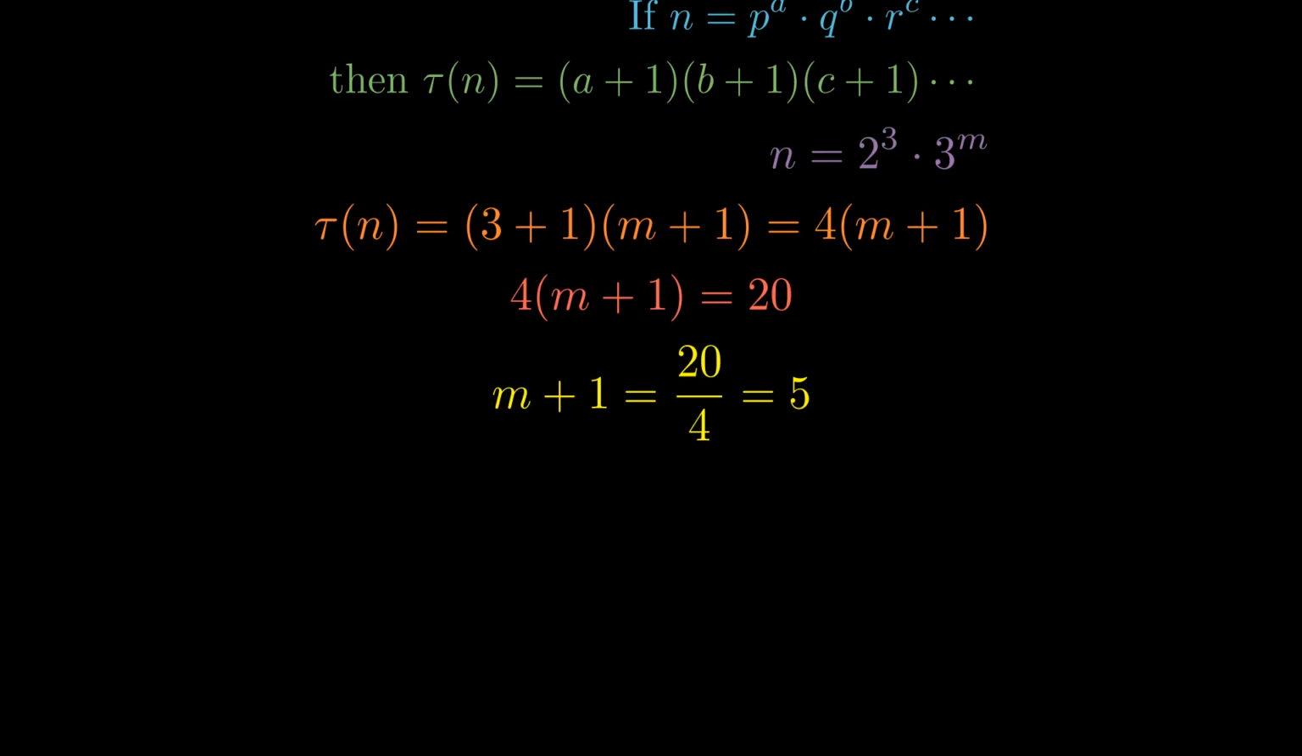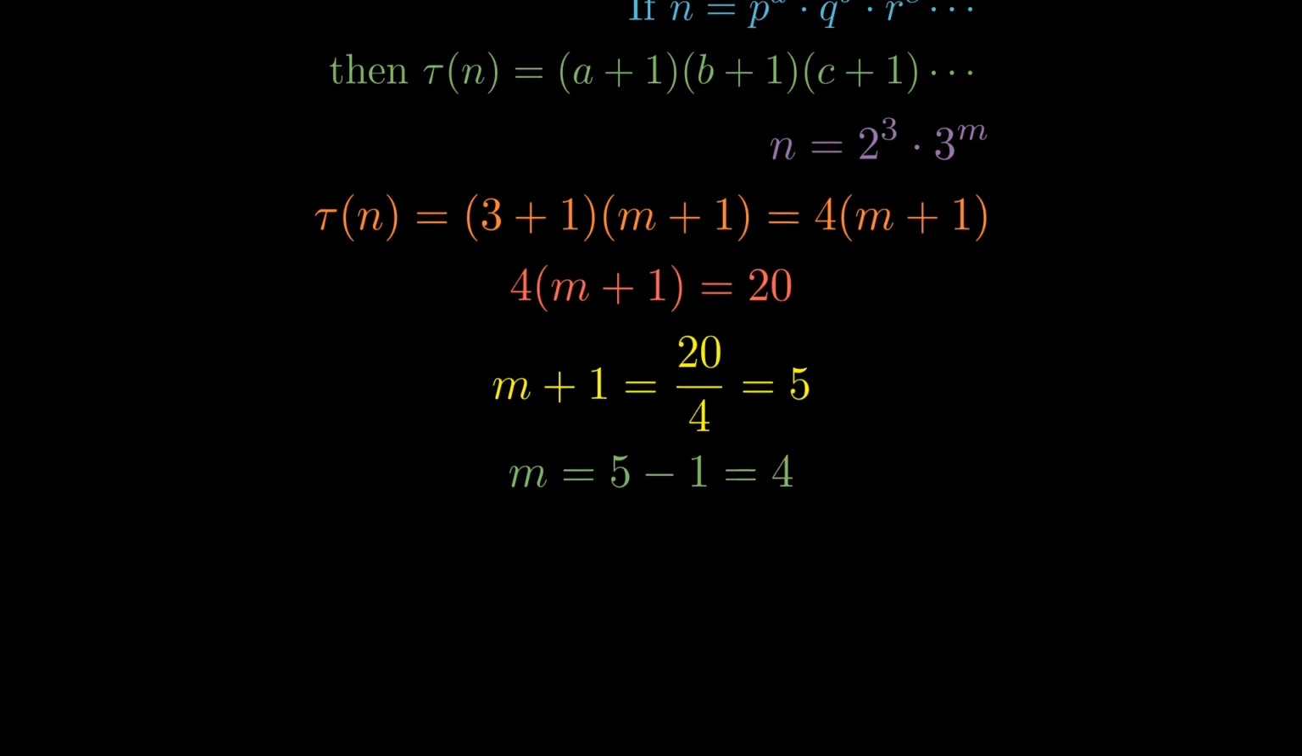First, divide both sides by 4. Finally, subtract 1 from both sides to get m equals 4.